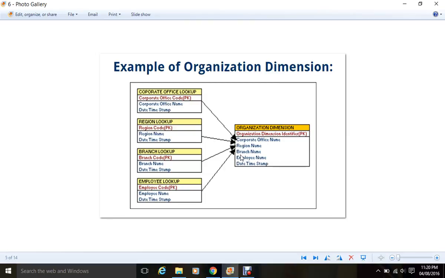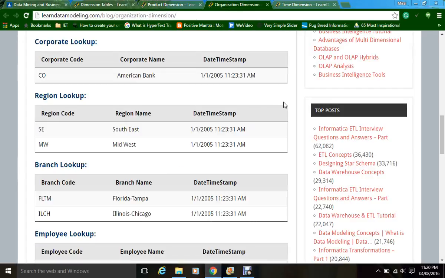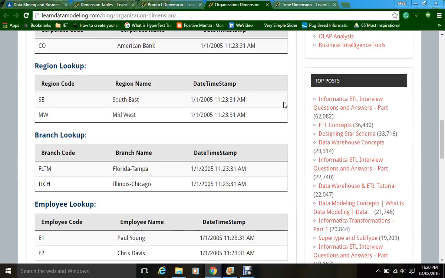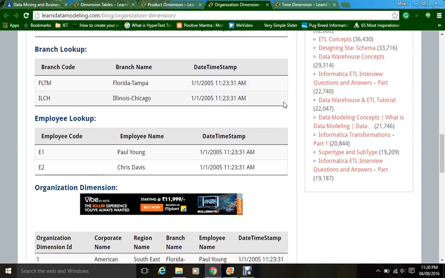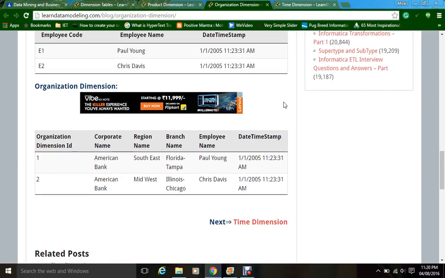This table would help us to find the products sold or services given by the organization. Like you can see here that corporate lookup, region lookup, branch lookup, and employee lookup would all be in different tables, but the organization dimension would have everything merged into one table, so we can get what the branch name is, which employee is working where, which products are selling, and where we have to give more attention.